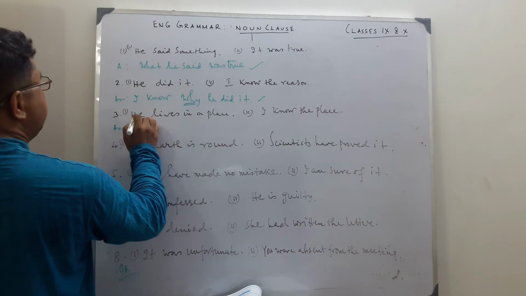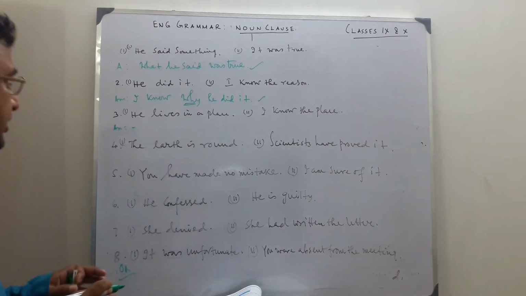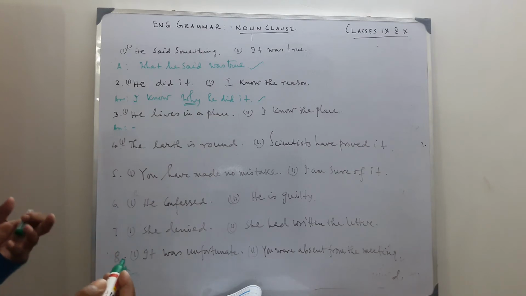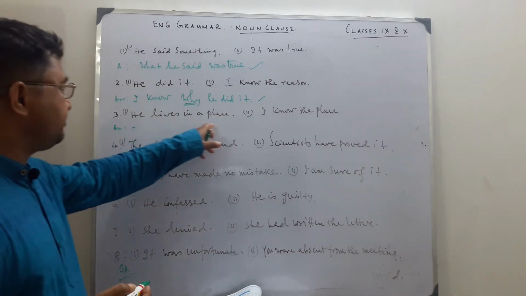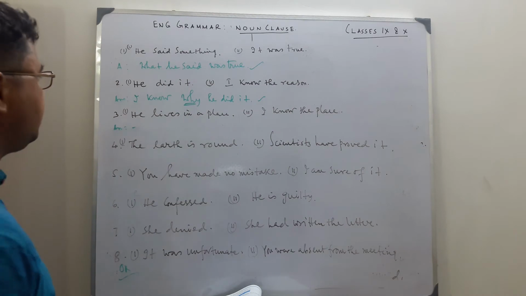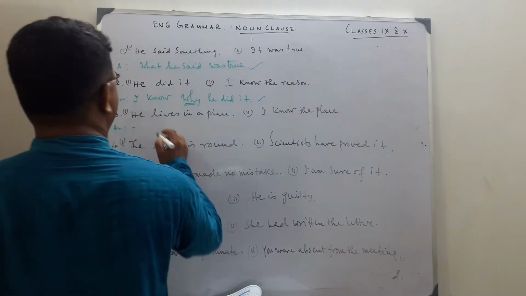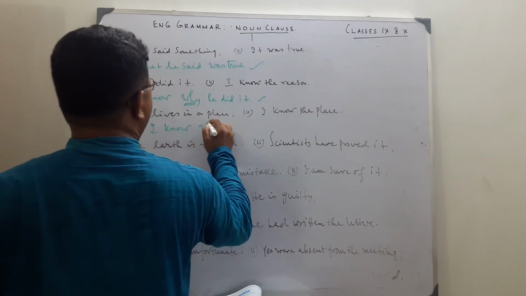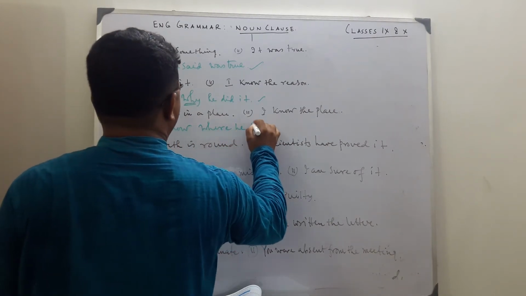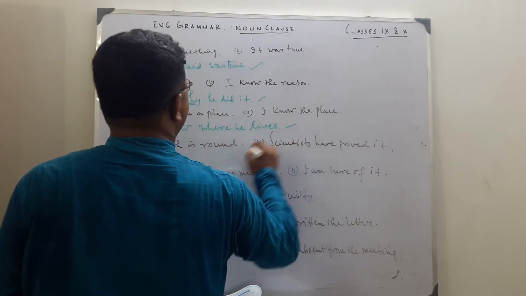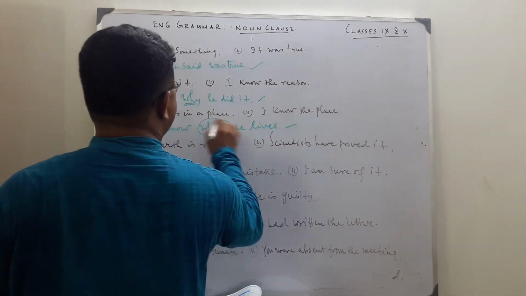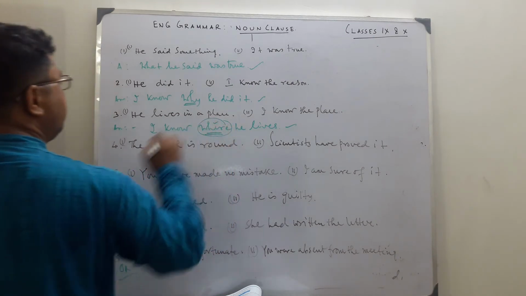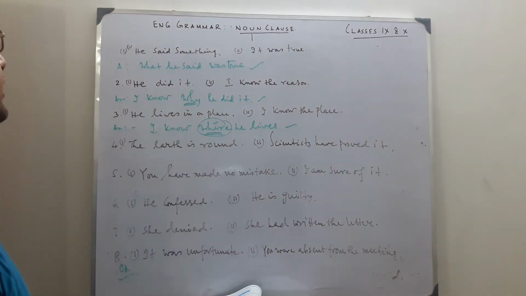Next answer. The question is, he lives in a place. Suppose he lives in Bahrampur or Calcutta or Delhi or Mumbai, etc. He lives in a place. I know the place. So I know the place where he lives. I know where he lives. That means I know the place. Here, where means the place. Here, where is used instead of place. I know the place where he lives.